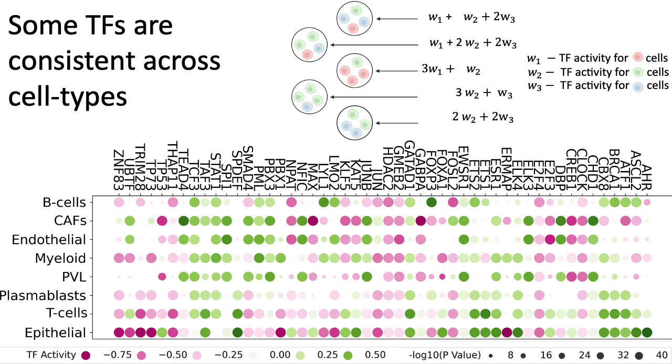So, for example, we see FOXA1 and ESR1 in this list, and we see that they are both highly expressed in epithelial cells, and that expression depends mostly just on the cell types in the spot.